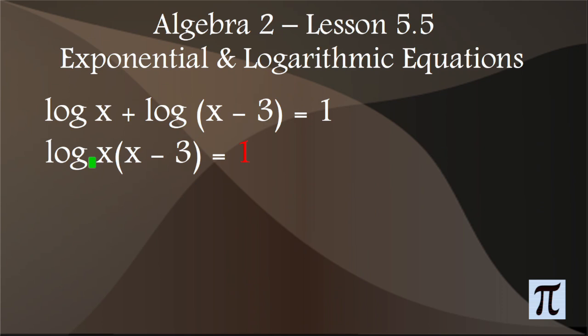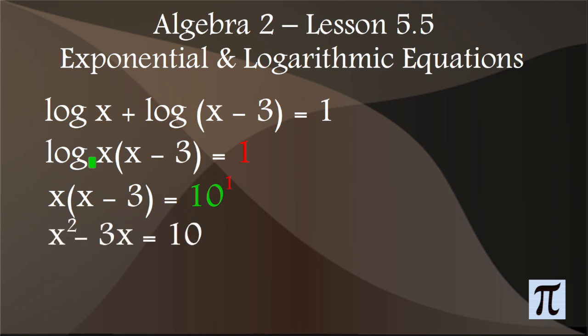The base is 10 and the result is 1. So we can rewrite this logarithmic equation as x times x minus 3 is equal to 10 to the 1 power, or just 10. If we expand that, we get x squared minus 3x is equal to 10. Subtract 10 from both sides to get x squared minus 3x minus 10 equal to 0.